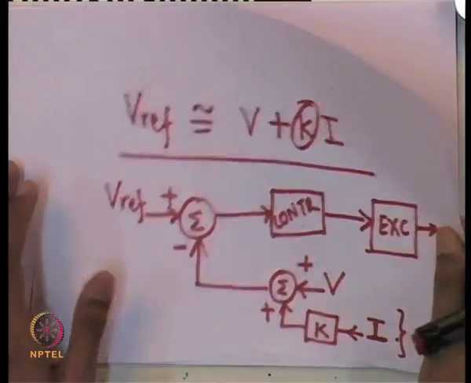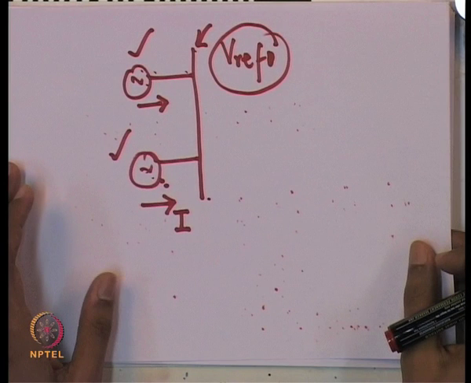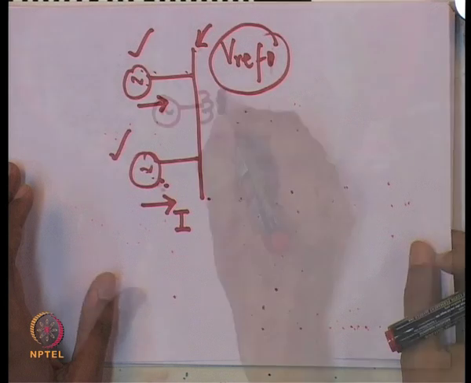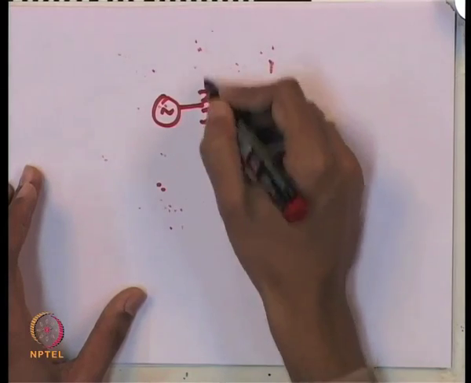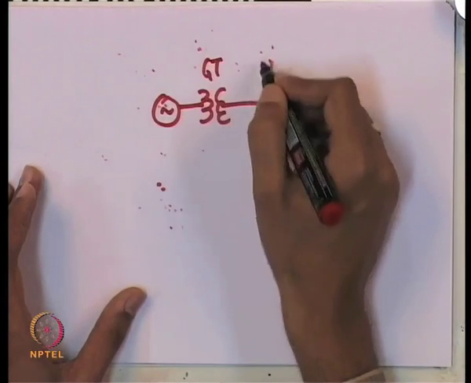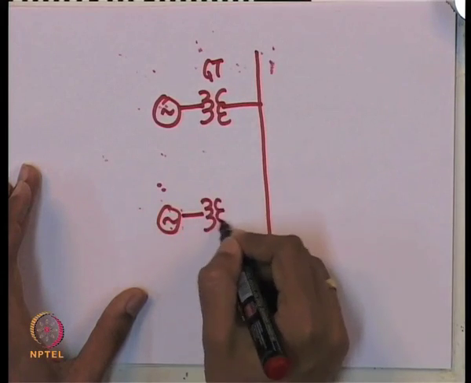But of course, if the generators are not bused together, typically what happens is each generator is connected to its unit transformer, called a generator transformer, which steps up the voltage, and the generators are bused together at the high voltage side.